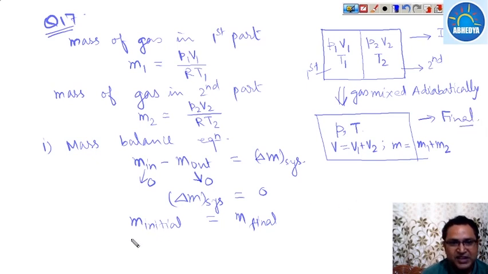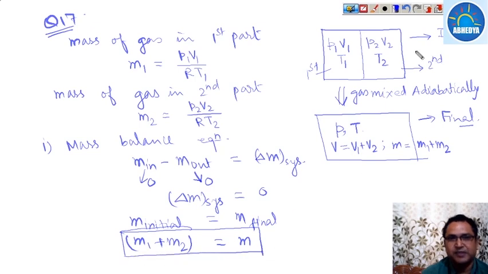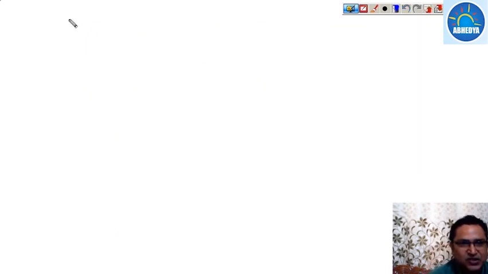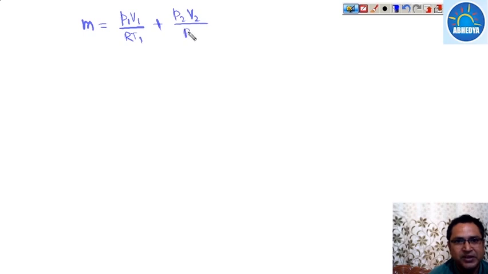Okay. So initially what is the total mass? That is M1 plus M2. And what is the final mass? After mixing these two, let the final mass be M. So M will be equal to M1 plus M2. So M comes to be M1, that is P1 V1 upon RT1, plus M2, that is P2 V2 divided by RT2. This is the final mass of the system. Let it be our first equation.